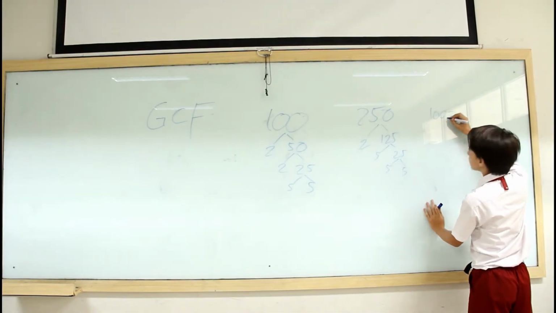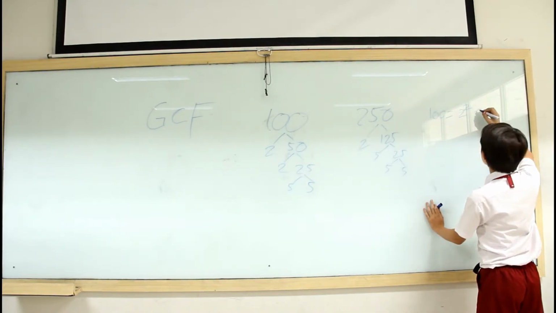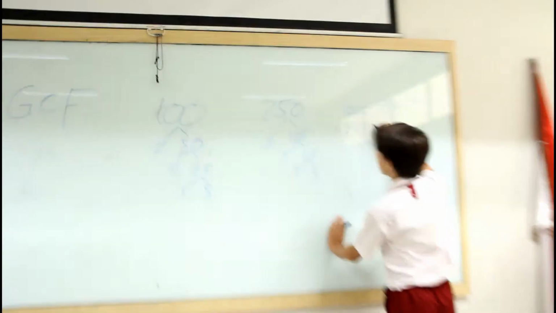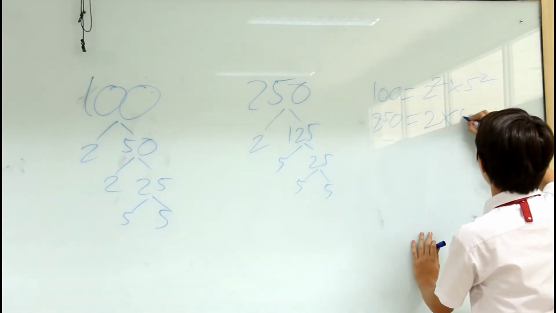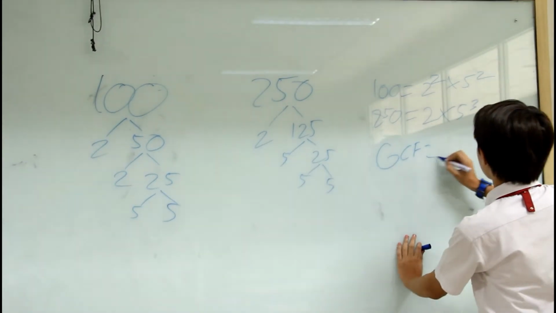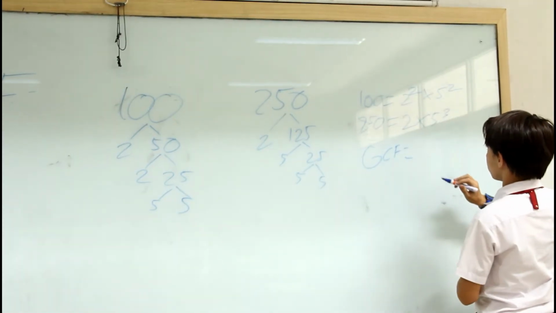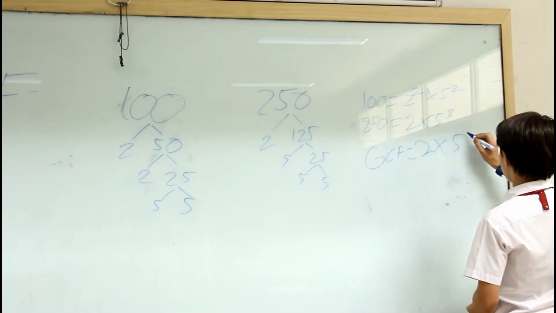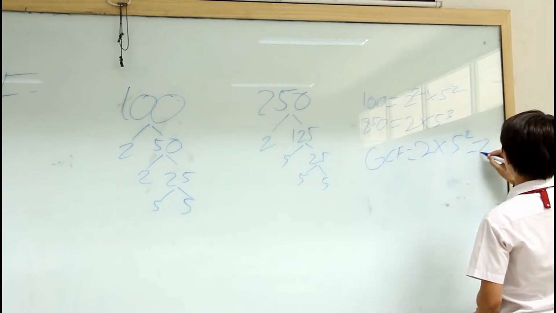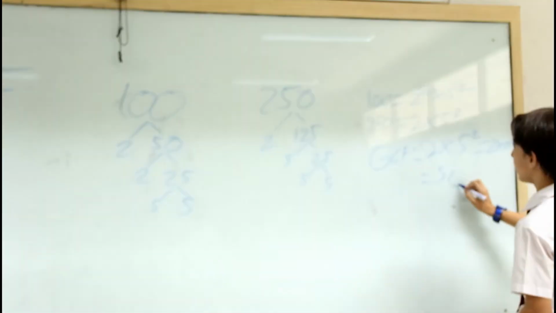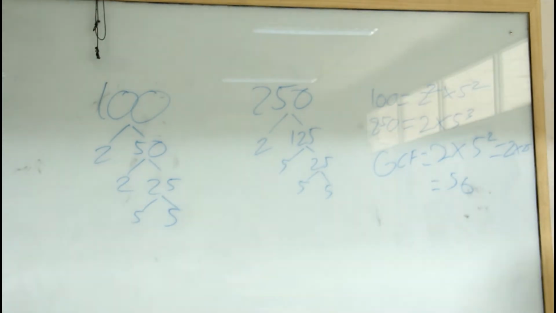So now it's time for the prime factorization. 100 would be 2 to the power of 2 times 5 to the power of 2. 250 would be 2 times 5 to the power of 3. Now for the GCF, 2 is in both numbers and 5 is also in both. But 2 to the power of 1 is the smallest, and 5 to the power of 2 is the smallest. 5 to the power of 2 equals 25, so it would be 2 times 25. 2 times 25 equals 50. And that is the GCF of 100 and 250.